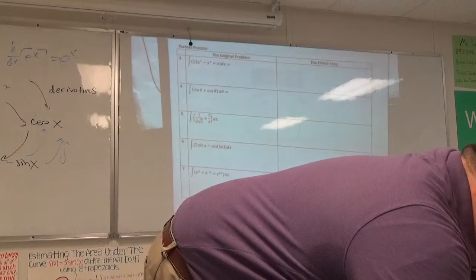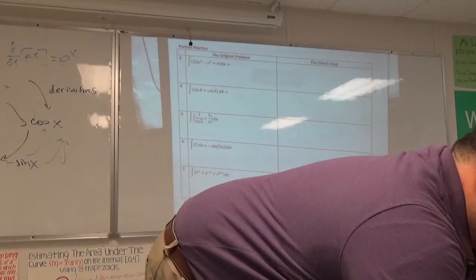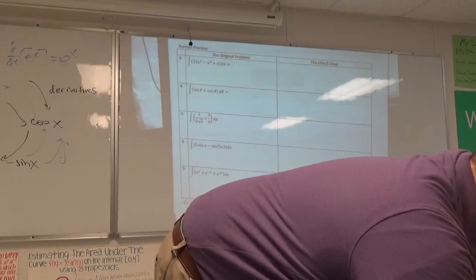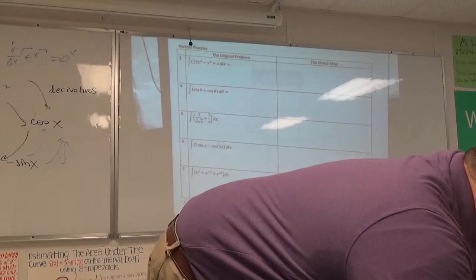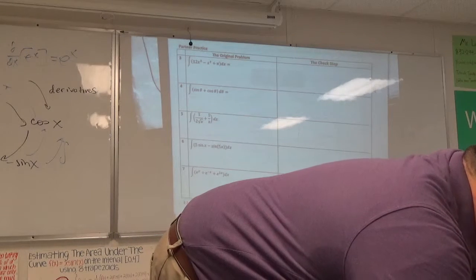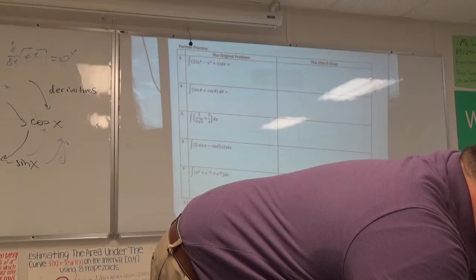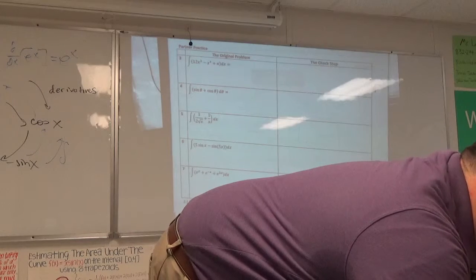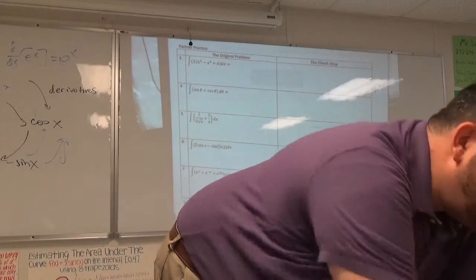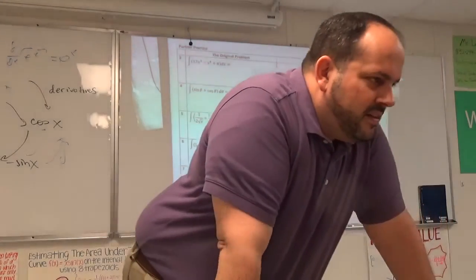3x to the 4th. Are you convinced that that's going to give you the correct derivative? Good. So the derivative rule says bring the power down and multiply. Next here. How about this x to the 4th? Because it'll be x to the third degree.